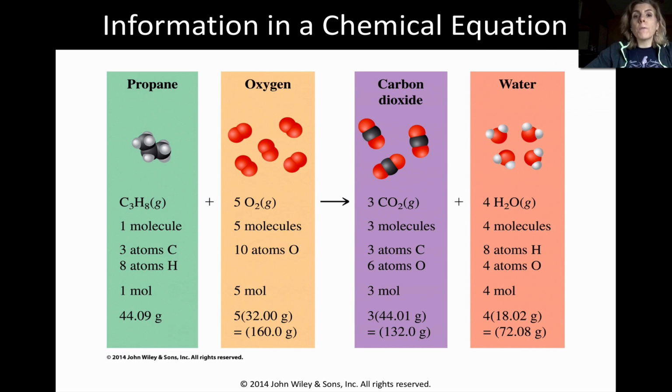Notice that any coefficient in front of a substance in the chemical reaction represents the amount. If you have a 1 in front, that means you have 1 mole of the substance. If you have a 5 in front, that means you have 5 moles of a substance. And you can use the mass to conserve mass. The propane mass plus the oxygen mass should equal the carbon dioxide and the water mass together. That's considered conservation of mass.